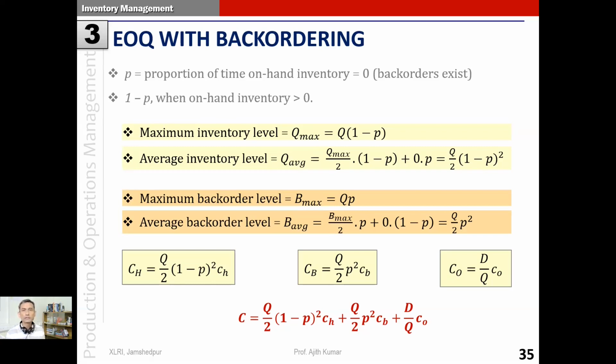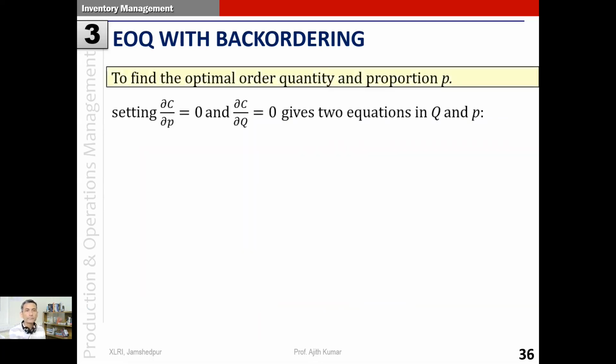So to optimize C, we have to optimize it with respect to both Q and P. There are two unknowns here, or two variables. So to find the optimal order quantity Q and the proportion P, we take partial derivatives and set them separately equal to 0. The first partial derivative is with respect to P, the proportion P, and the second one with respect to Q, the order quantity Q. So you get two equations, both in P and Q.